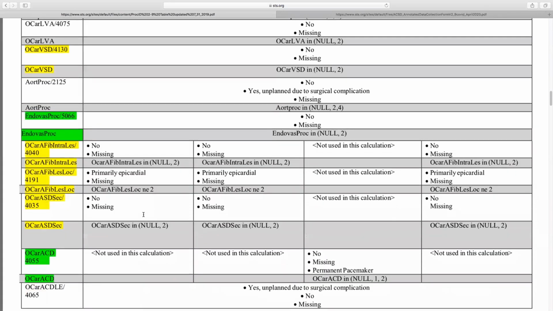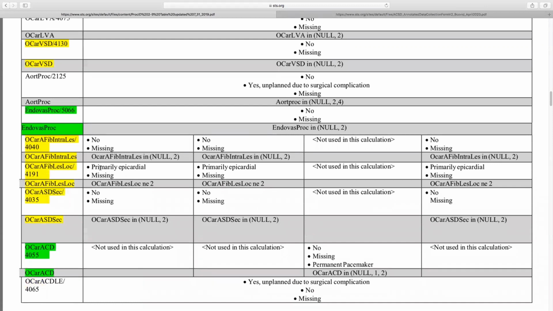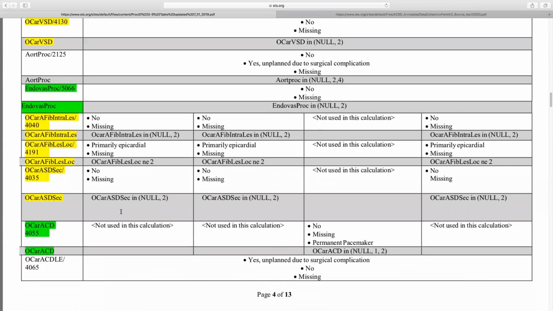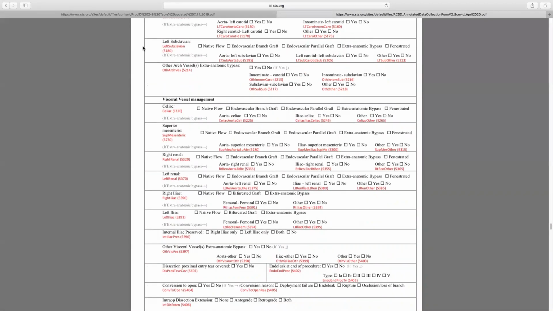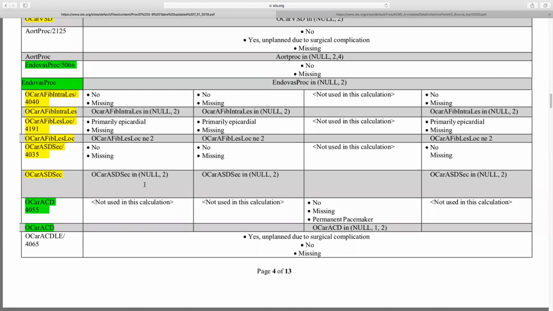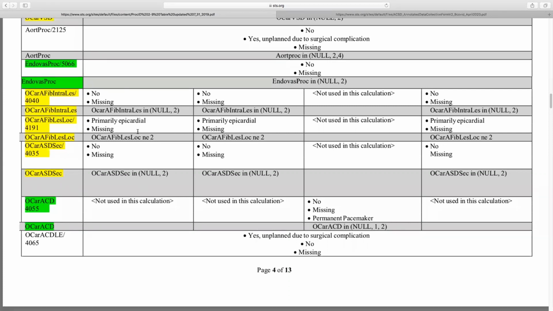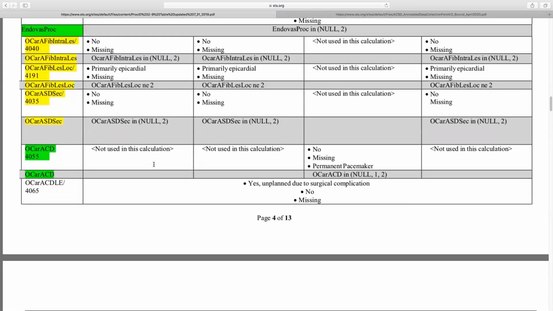So that's how you read that chart for AFib procedures. If it was lesion, primary epicardial, or missing, it will keep it in the isolated category. If it was intracardiac, it would move it into the other. So you just have to really look at this document and read along with your data collection form to see what the allowable choices are. If you choose these choices that are listed on here, it will keep it in that specific group.